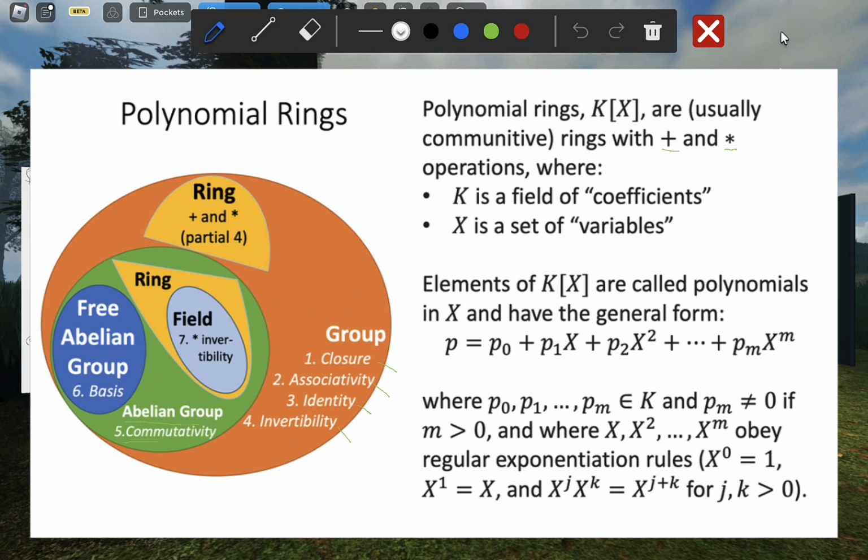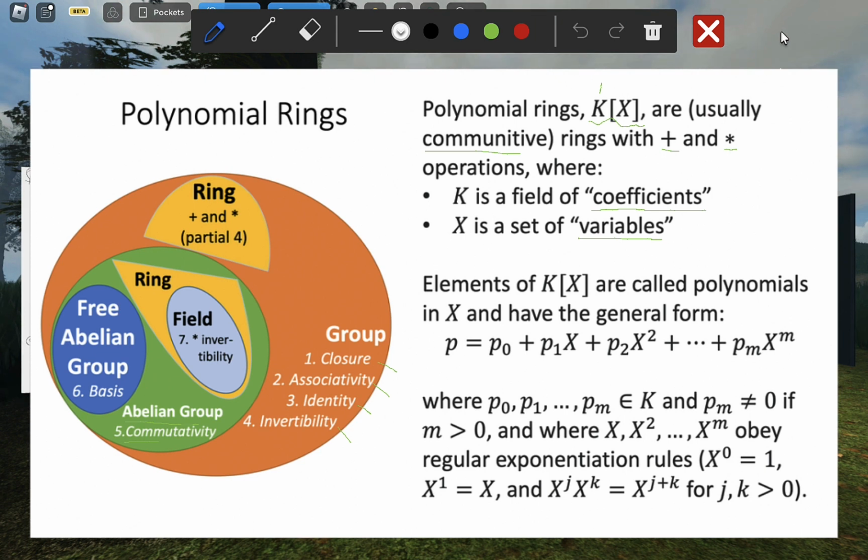A polynomial ring is usually commutative, right? So it's normally going to be living in this green circle, but it can also be out here. It has two operations, and K[X], this thing, is how you denote the ring. K is a field of coefficients, and X is a set of variables.